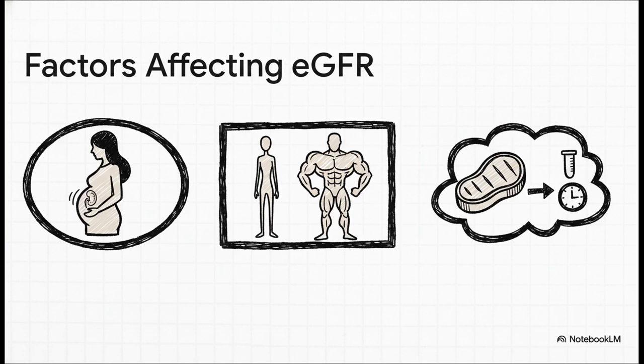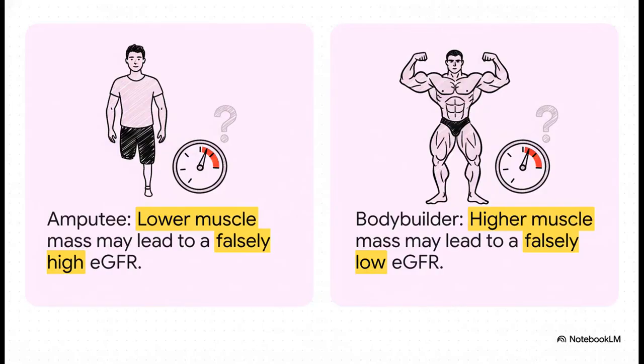Think about patients with amputations or severe sarcopenia, or on the other hand, bodybuilders. These situations just violate the assumptions about muscle mass that are built into the formula. And finally, something as simple as eating cooked red meat can transiently bump up serum creatinine, giving you a falsely low eGFR.